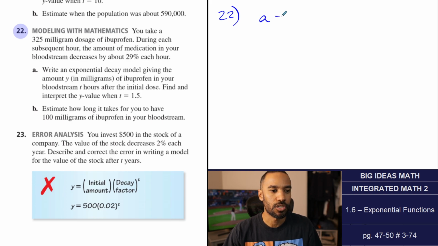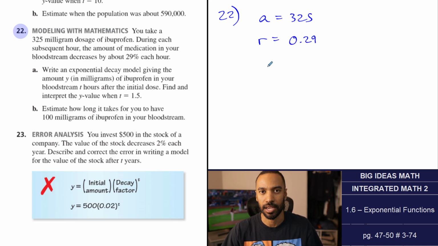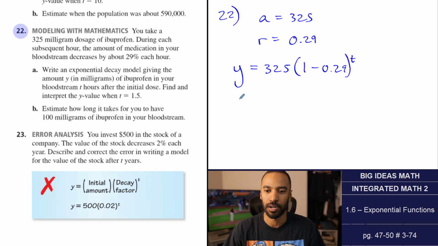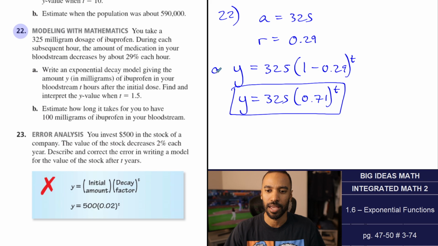So we start with the initial value of 325 milligrams. That's A. The R value is 0.29. However, this one is an exponential decay. It's an exponential decay because it says it decreases 29%. So when I first write this model, it'll be 325 times 1 minus 0.29 raised to the t power. And of course, we should simplify that to 325 times 0.71 to the t power. That's the first part of part A.